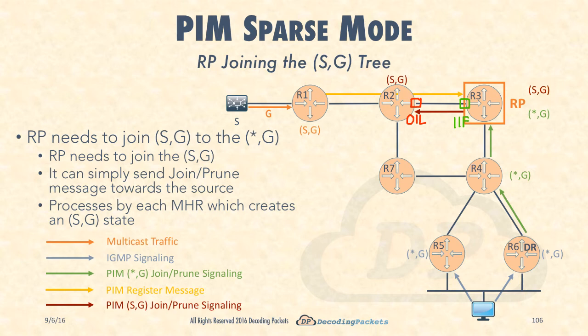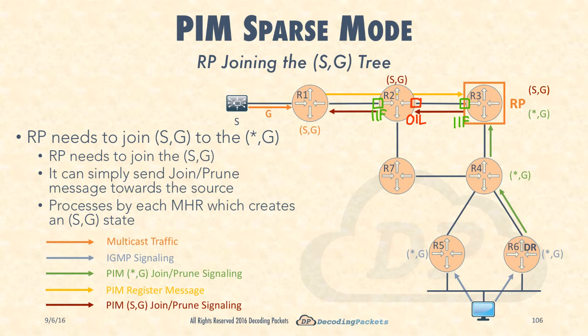R2 is also going to identify the RPF interface. So in this case, that RPF interface happens to be this interface between R1 and R2, and it is going to identify that interface as the IIF for the S,G. And once all of that is done, the S,G state on R2 is quite complete, and it can then send the S,G join prune message to R1.